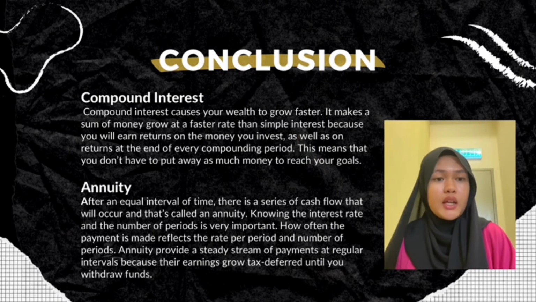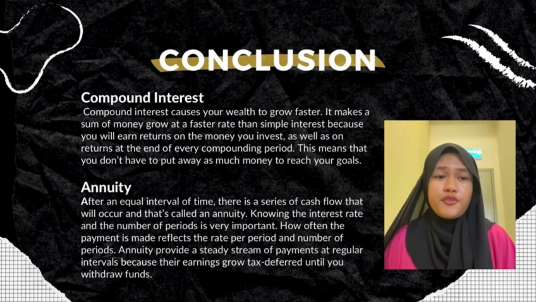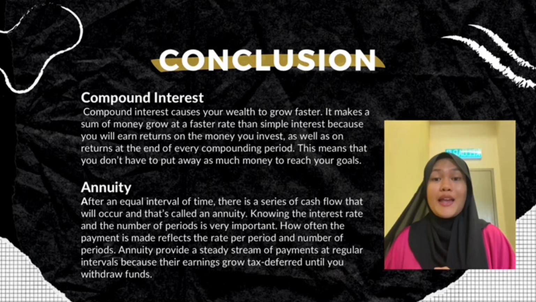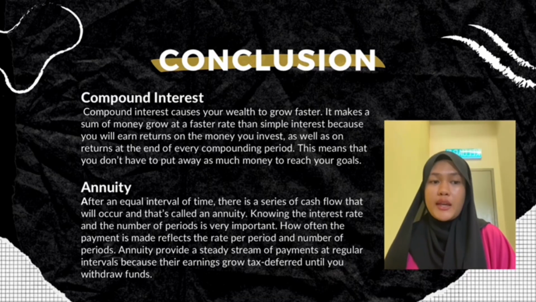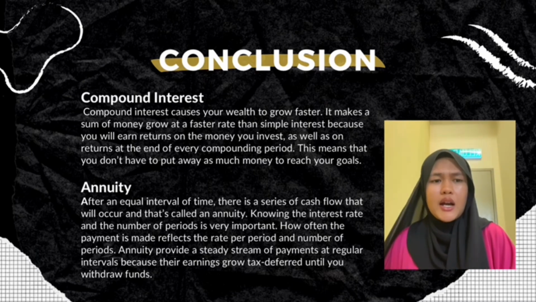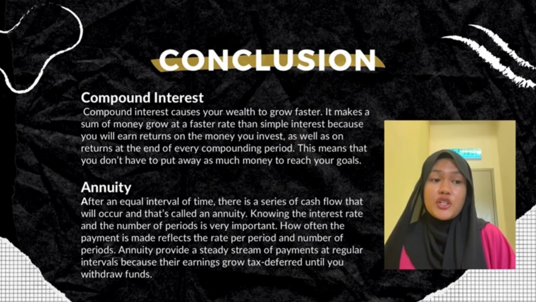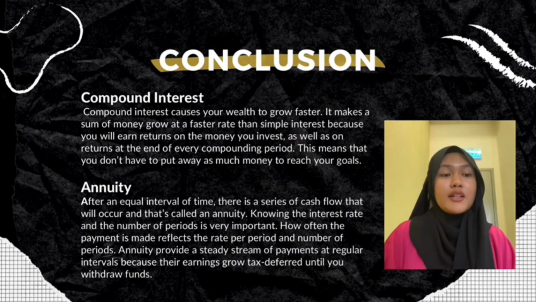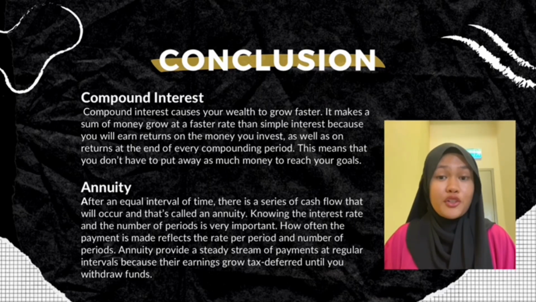For annuity, after an equal interval of time, there is a series of cash flows that will occur, and that's called an annuity. Knowing the interest rate and the number of periods is very important. How often the payment is made reflects the rate per period and number of periods. Annuity provides a steady stream of payments at regular intervals because their earnings grow tax deferred until you withdraw funds.